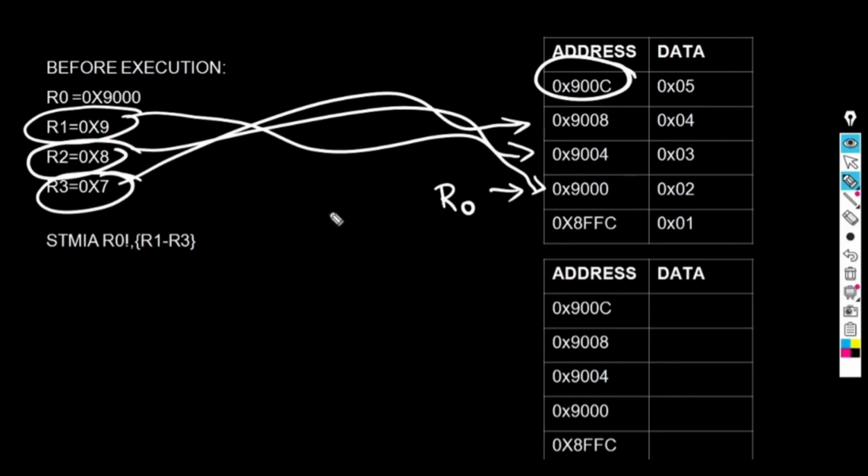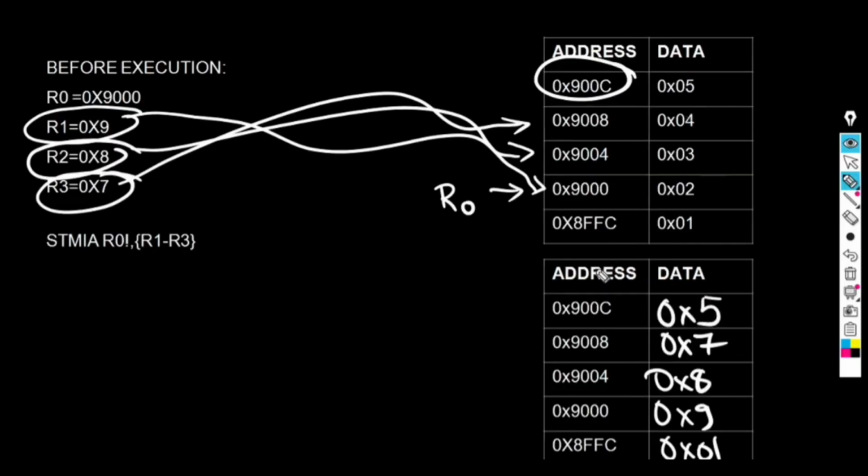Okay, see, this particular instruction is not going to affect anything below this particular address, so this will remain 0x01 only, nothing gets affected. But what happens to the location 9000? Because it's increment after, the very first value 9 will be loaded here, that is 0x9. What happens to next location? Second register content will be loaded here, and third register content will be loaded here. Okay, so what happens to the next location? It remains same as what it was previously.